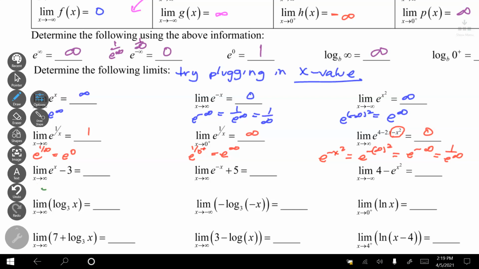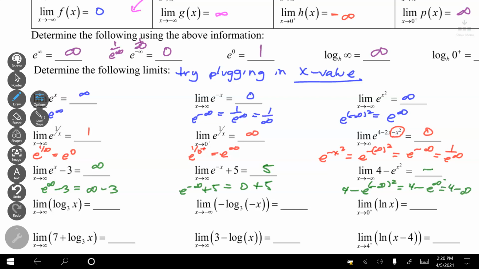Next one, I'm going to plug in infinity, I get e to the infinity minus 3. Well, e to infinity is infinity, minus 3, and I'm pretty sure infinity minus 3 is still just infinity. This one's going to be e to the negative infinity plus 5, and I talked about e to the negative infinity just being 0, plus 5, so this is 5. And then again, this turns out to be 4 minus e to the infinity, which is 4 minus infinity, which is negative infinity.